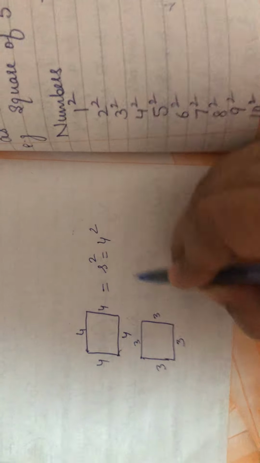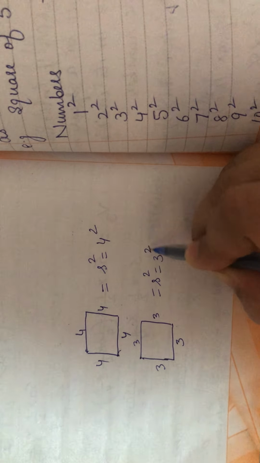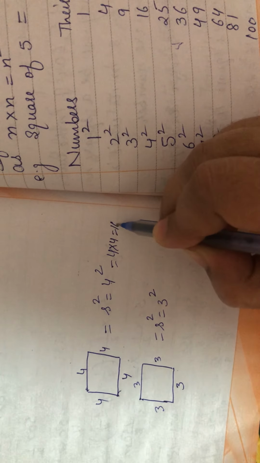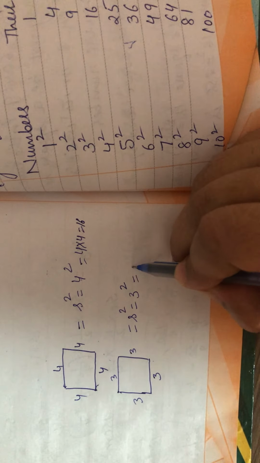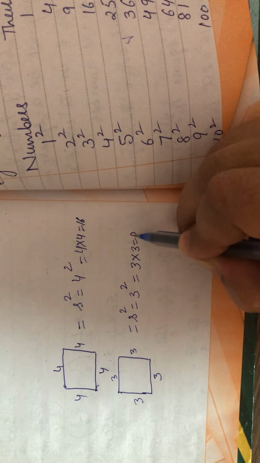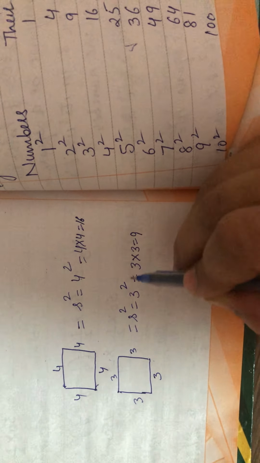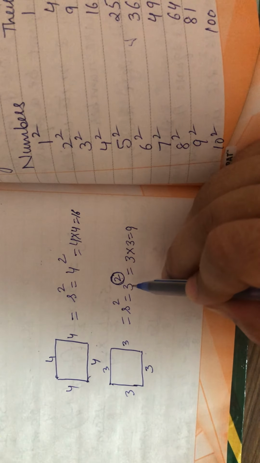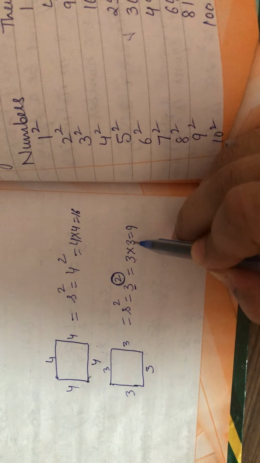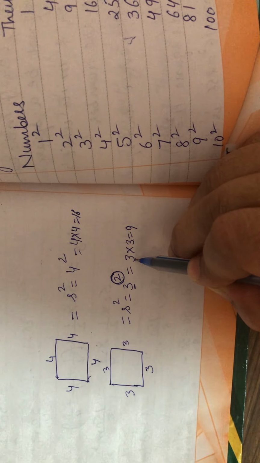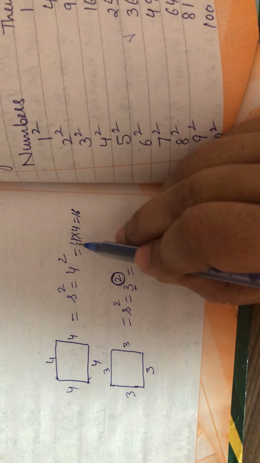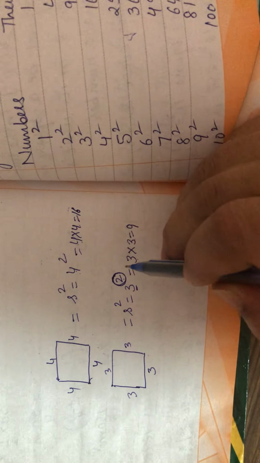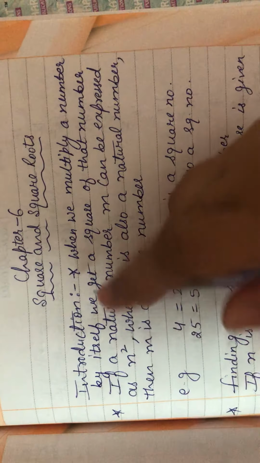Side square. So 4 square means what we do? 4 into 4, 16 square meter or 16 square units. 3 square means 3 into 3, 9 square units. So what do you mean by this square? What have you done here in square? You are multiplying 3 two times, multiplying 3 by itself, 4 by itself. When 4 is multiplied by 4 itself, we get the square of that number. So this is actually what is square.